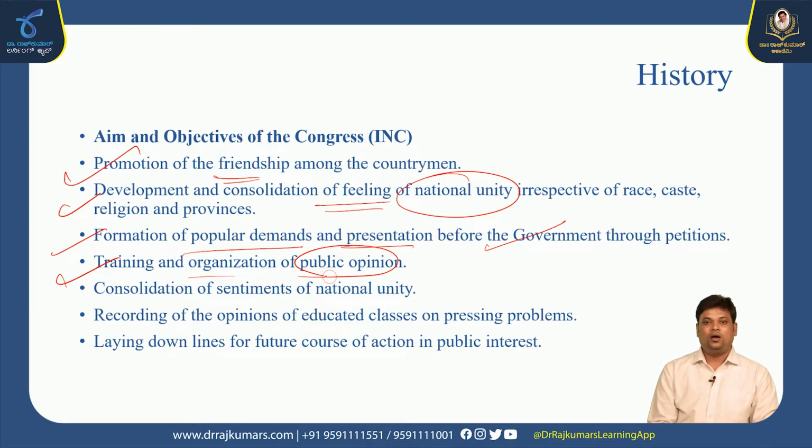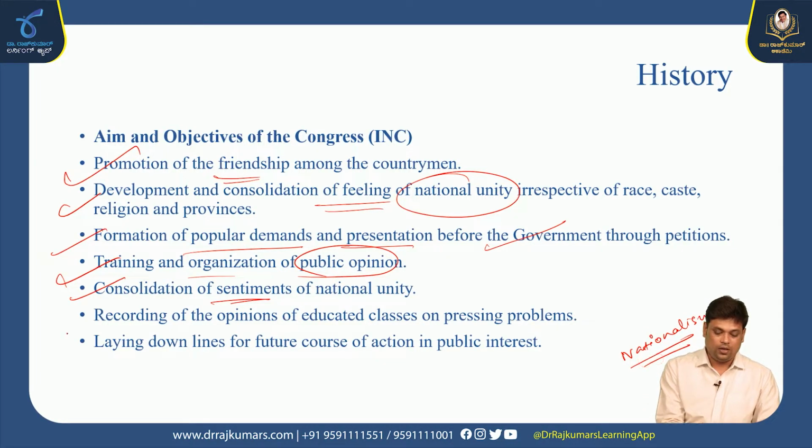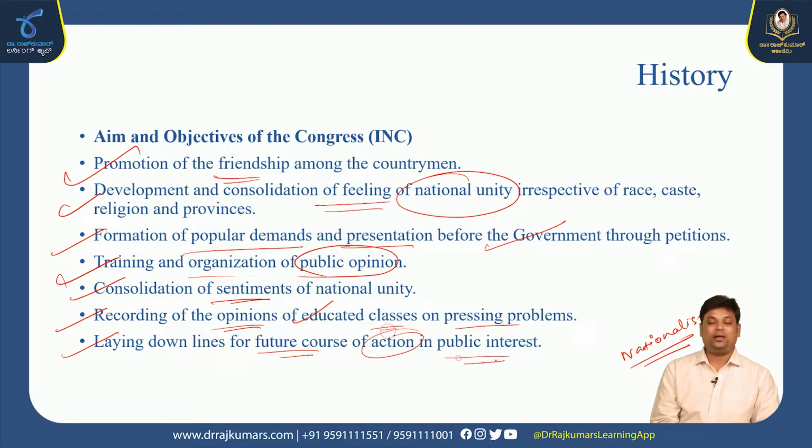Training and organization of public opinion. Until 1885, no public opinion was taken, and here the training and organization of public opinion was also considered. Consolidation of sentiments of national unity. The concept of nationalism was supposed to be built among the people of India. That is the intention of forming this party. Recording of the opinions of educated classes on pressing problems. Laying down lines for future course of action in the public interest, that is, what can be done for the public in the future. So these are all the aims and objectives of INC.